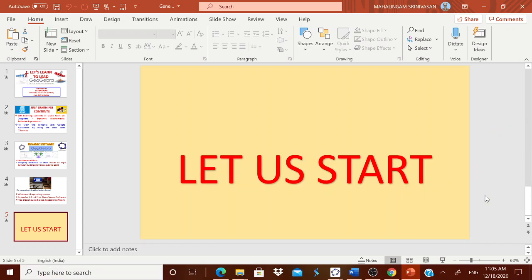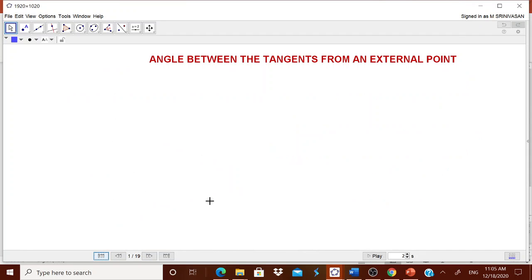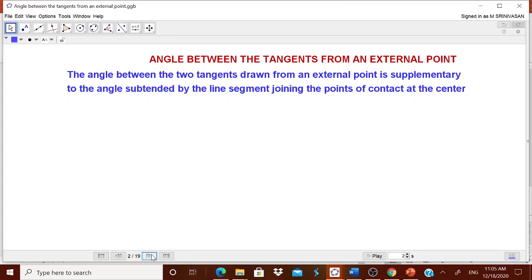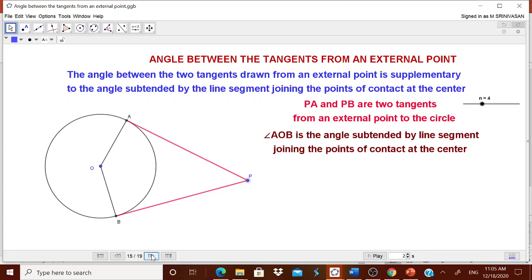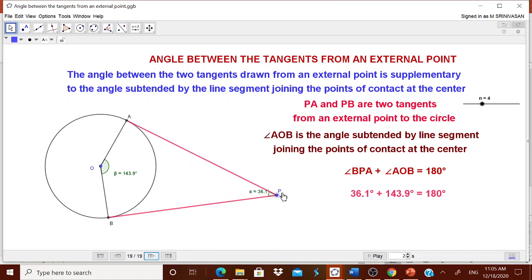Let us start. Let me tell you what type of worksheet we will be designing. We will be designing a worksheet to check the angle between the tangents from an external point. It is supplementary to the angle subtended by the line segment joining the points of contact at the center. We will draw one circle and two tangents from it. The angle made by it is supplementary to the angle made by the line segment joining the points of contact at the center. The child can come and visualize it by pulling and pushing it. Always alpha plus beta will be 180 degrees.